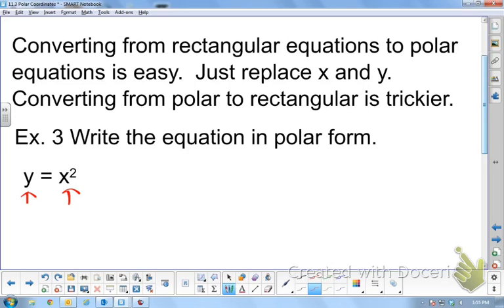So switching from rectangular to polar is pretty easy, because all we're doing is substituting. We know y is r sine theta, x is r cosine theta.